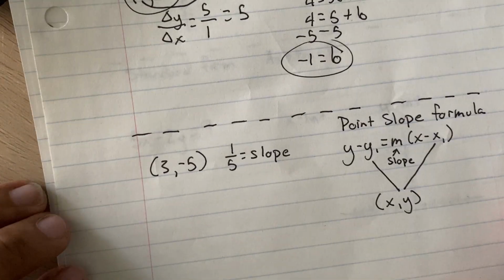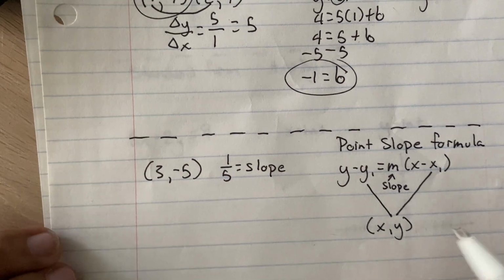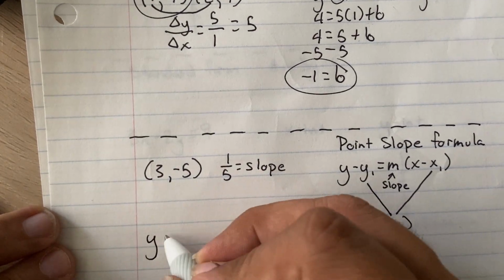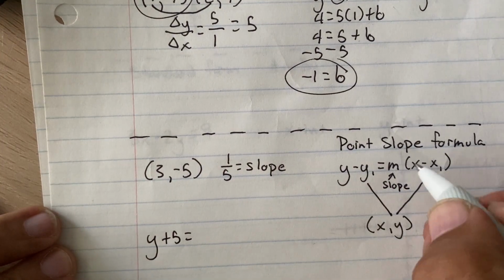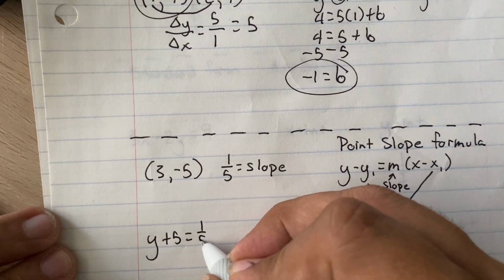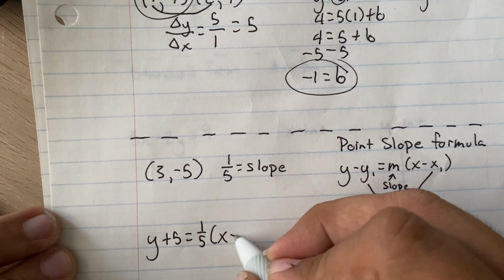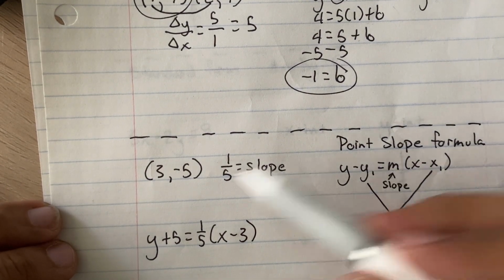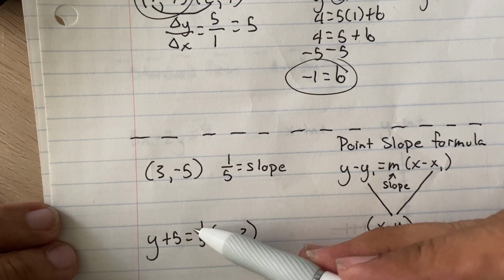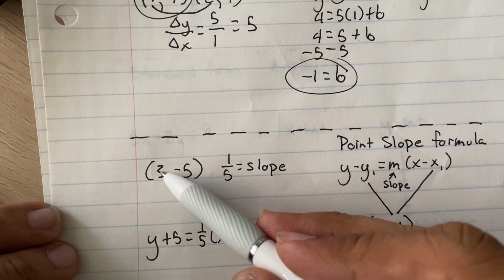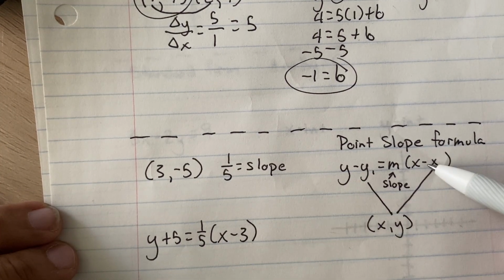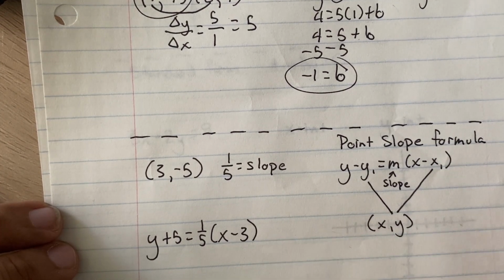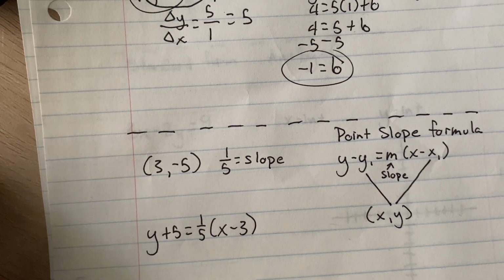Okay, so let's actually write it now. Okay, y plus 5 equals 1 over 5x minus 3. Now remember, there's already a negative in there. So when you put a negative in there, it causes it to be positive. The 3 is positive. So when I put it in the equation, because it already has a minus sign, it appears to be minus 3 now. All right. That's point-slope formula.